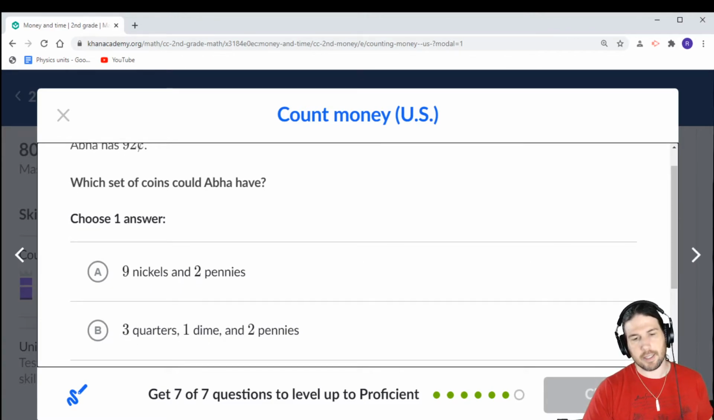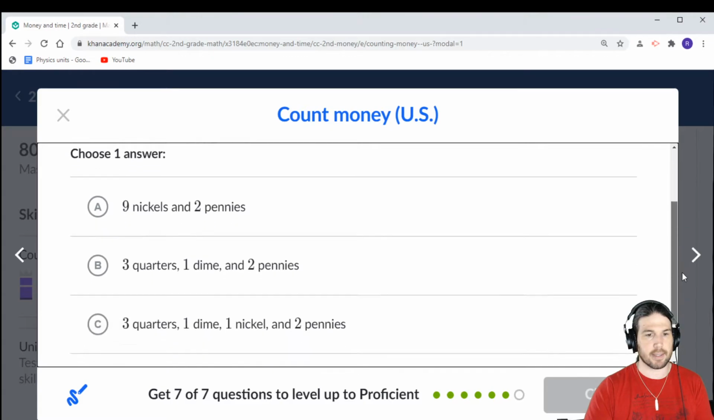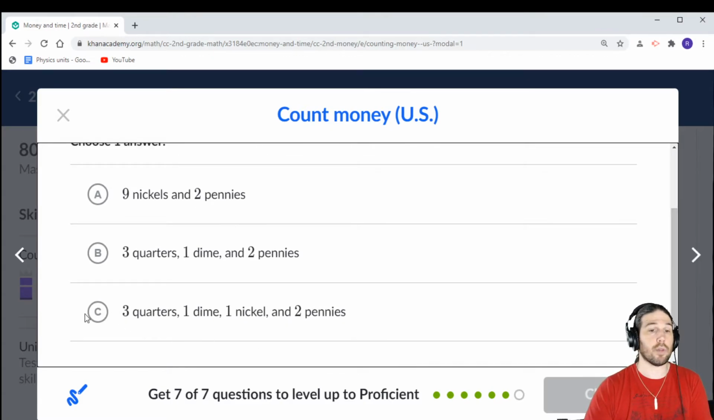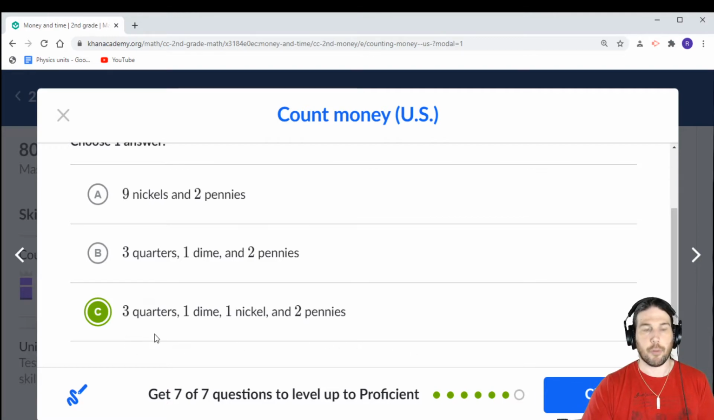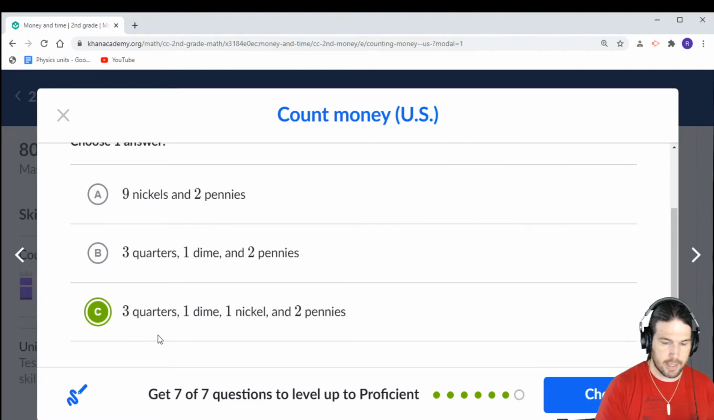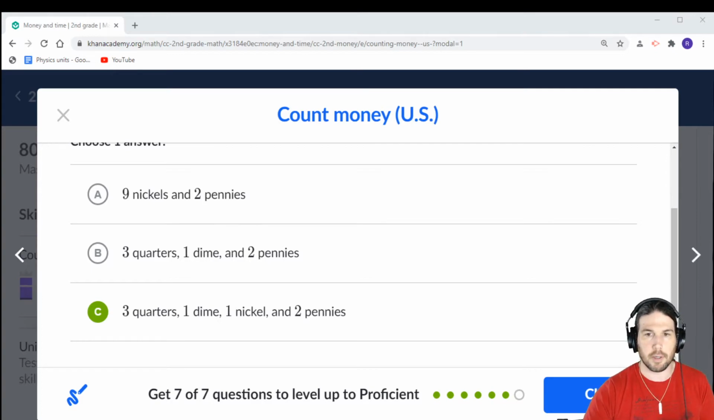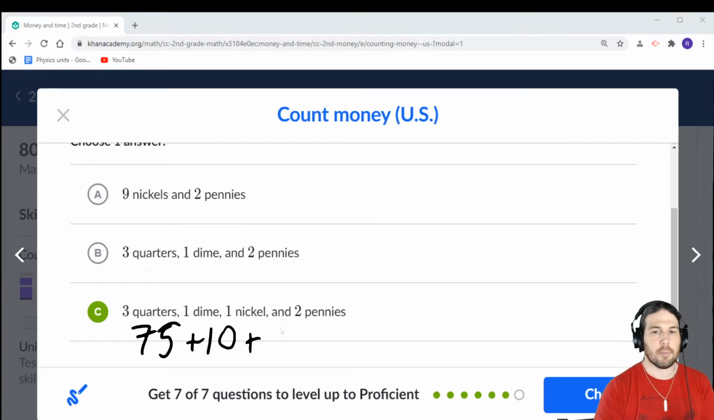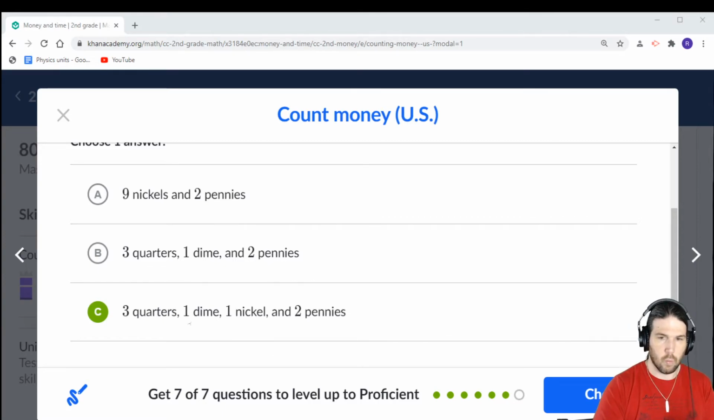Okay, so 3 quarters is 75, right? Just from the pattern. 1 dime makes 85, 86, 87, not quite enough to make 92 cents. It has to be C because it's the only one left, but let's double check it anyway. 3 quarters is 75 cents, plus 1 dime makes 85, plus 1 nickel makes 90, plus 2 pennies makes 92, which is indeed what we wanted to make.